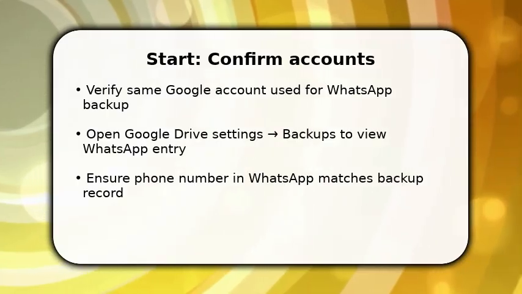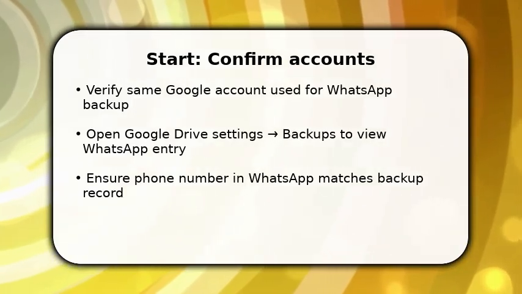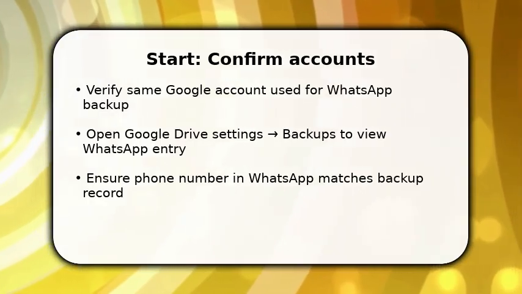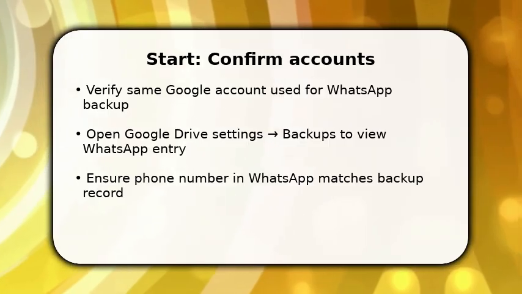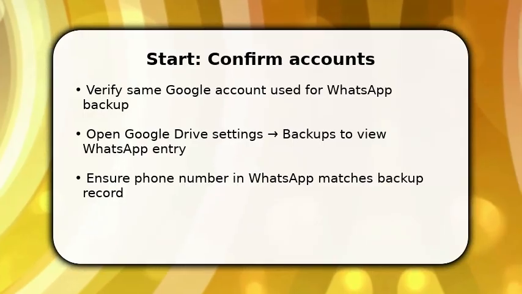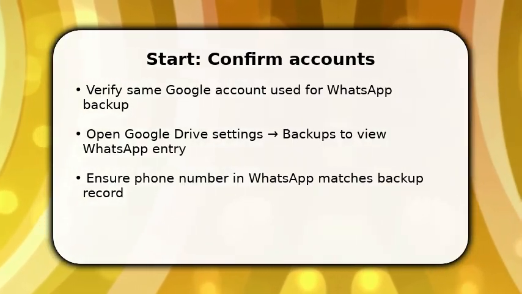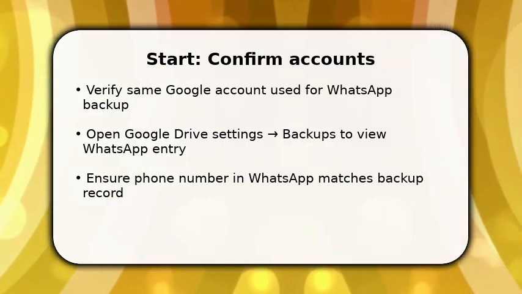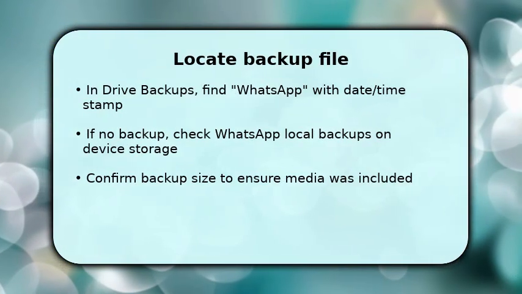You begin by confirming prerequisites. The Google account and phone number must match the backup. Open Google Drive, tap menu, then Backups, and look for the WhatsApp backup entry. This shows the file and timestamp. Once done, make sure WhatsApp on your phone is linked to that same Google account in Settings, then Chats, then Chat Backup. Doing this now prevents mismatches and missing backups later, so you don't waste time trying to restore the wrong file.